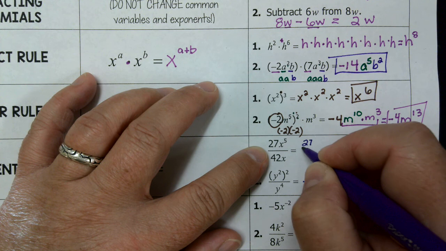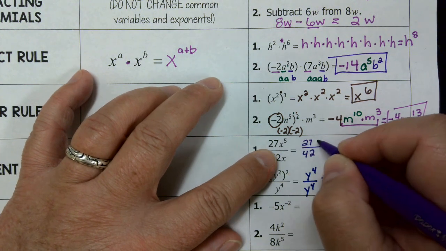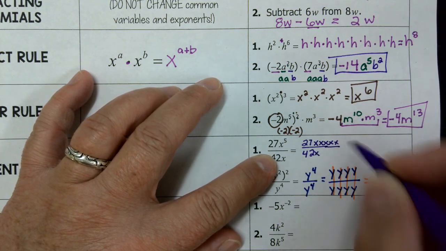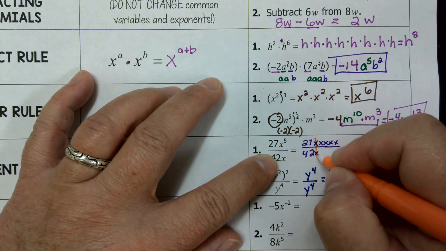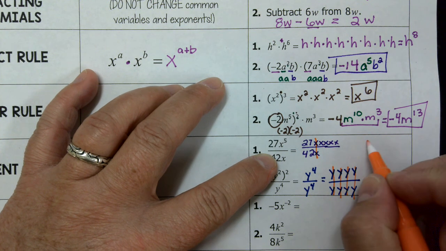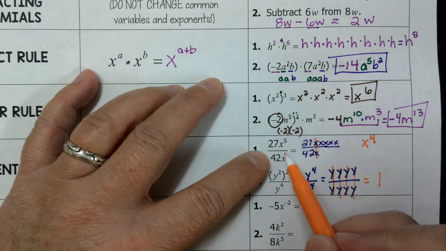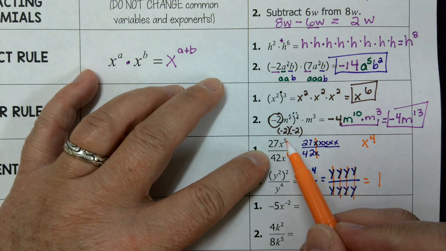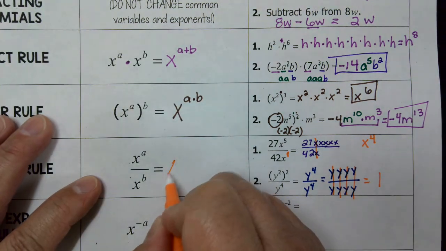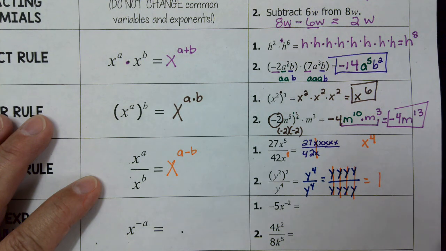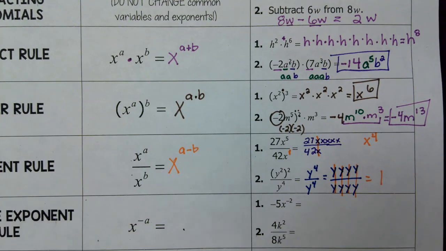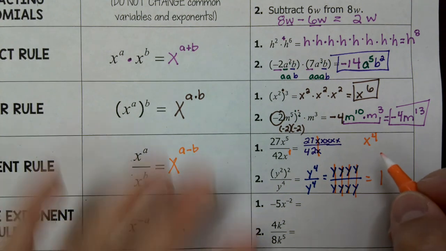I'm going to put aside the 27 and the 42 for now and talk about what happens when I expand out this x to the 5th divided by x. What I can see is these two x's divide to give me 1, and I'm left with an x to the 4th. So what happens when I'm dividing with my exponents? You may notice, hopefully, 5 subtract 1 is 4. So that's my shortcut. A minus B. I subtract my exponents. The numerator subtract the denominator. Okay?